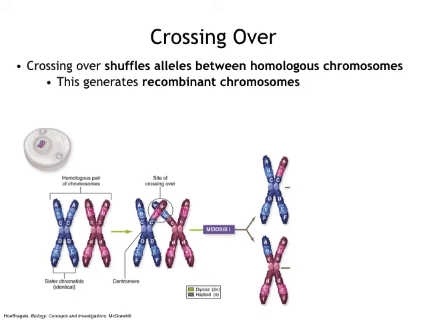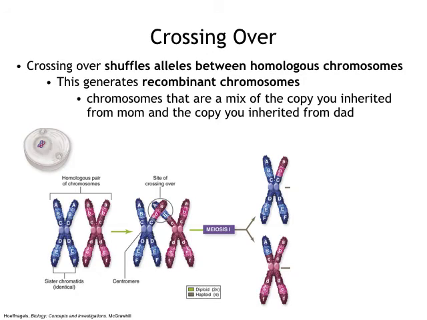So after meiosis 1, once you have finished the whole first round of division, you end up with chromosomes that are now a mix. You've made new chromosomes that never existed before. Now these chromosomes are a mix of the chromosome 1 you got from dad and the chromosome 2 you got from mom, a mix of red and blue. And these are called recombinant chromosomes, chromosomes that are a mix of the copy that you inherited from mom and the copy that you inherited from dad.